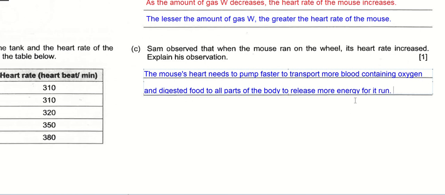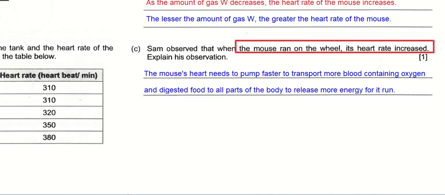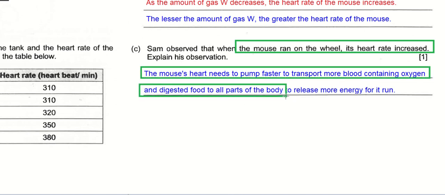So what is the claim? The claim is its heart rate increases when it's running. You don't have to write it anymore because the claim is in the question. So what is the evidence? The evidence is scientific fact: the heart pumps faster to transport more blood containing oxygen and digested food to all parts of the body. So why does it need to pump faster? Because it needs to release more energy for it to run.